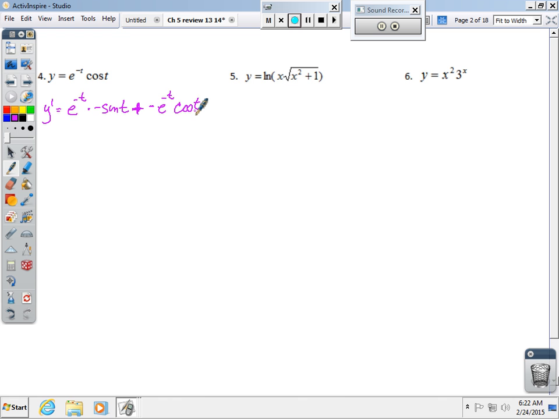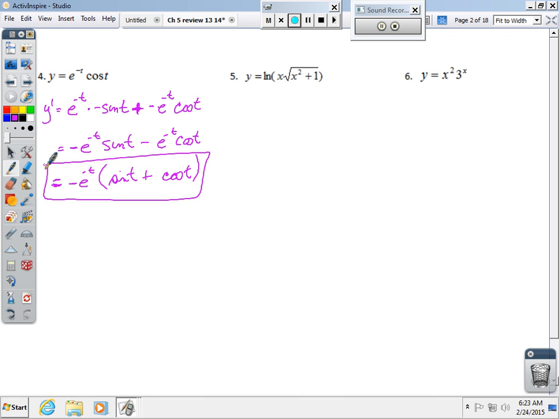And now to simplify that. So that's going to give me a negative e to the negative t sine t minus e to the negative t cosine t. And I could factor out a negative e to the negative t. So that's giving me sine t plus cosine t. And that's as far as I can simplify. I could put this in the denominator, that negative exponent, but it's good enough for now.